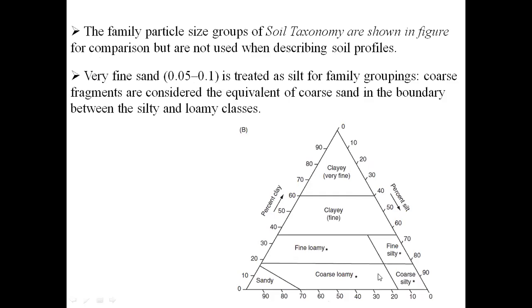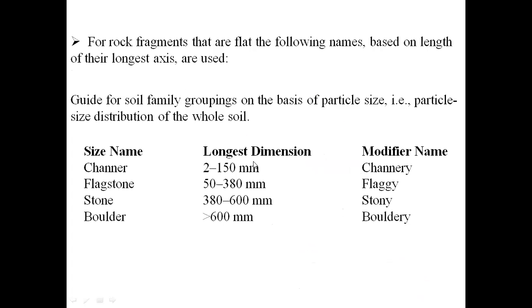So coarse fragments are completely considered as coarse fragments, and the boundary between the silt and silty class. This is particularly for the soil taxonomy classification of family group. Up to family, we have to use this type of textural diagram. So this is regarding this.